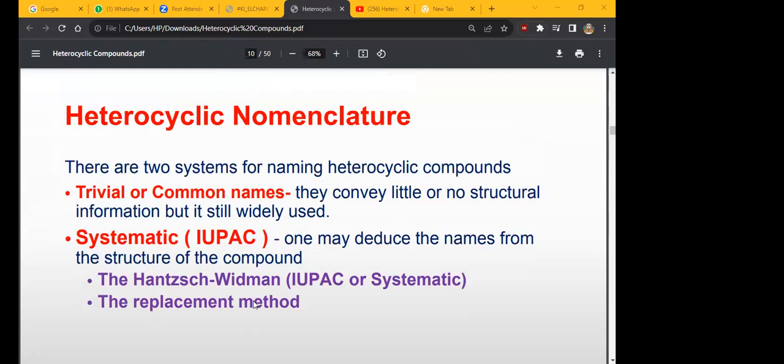So the nomenclature is divided into two, but I don't think you'll be asked this in the exam. Mostly they just ask you to name a structure. So I'm going to show you a video that will help you understand easily, so that we can move faster. We can even finish early.